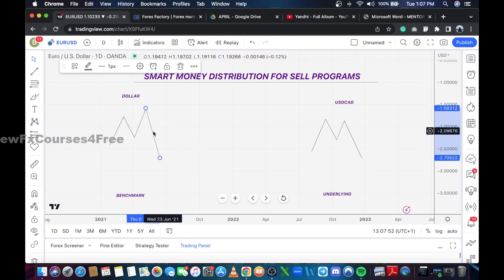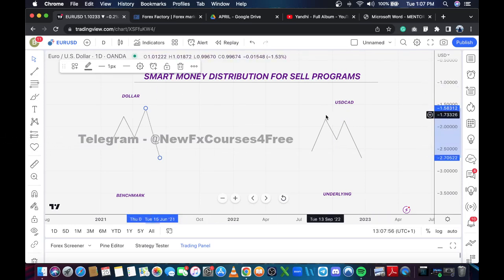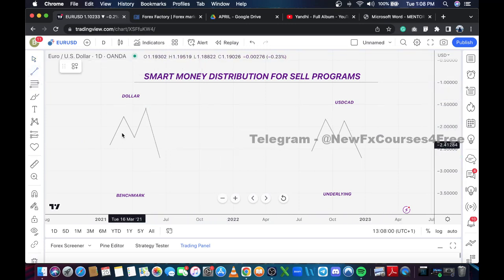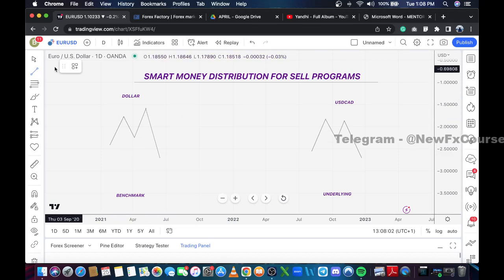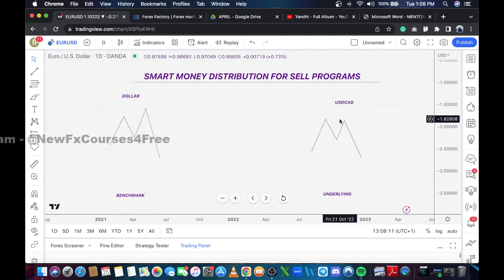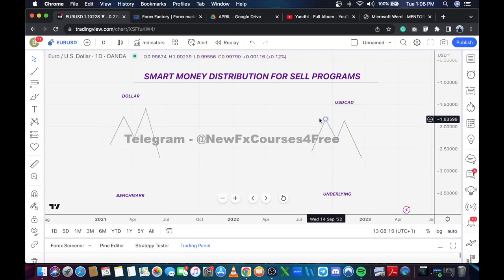So if dollar is running higher, USD classically is supposed to run higher, but if it's failing to run higher, that indicates that the run higher in dollar should follow through with a sell, because we are seeing disparity between the highs of our benchmark and our underlying. So that is smart money distribution for a sell program.